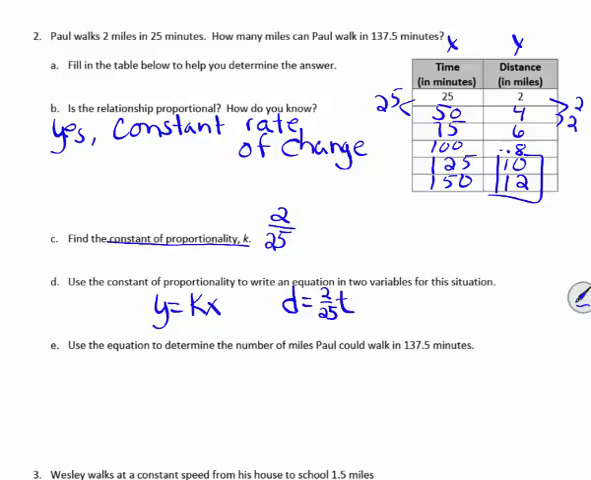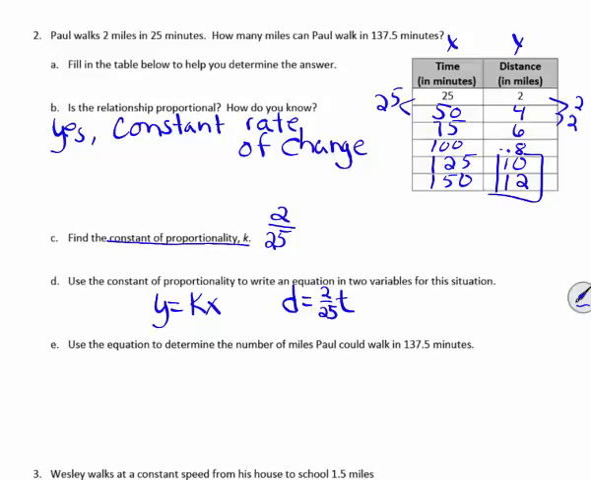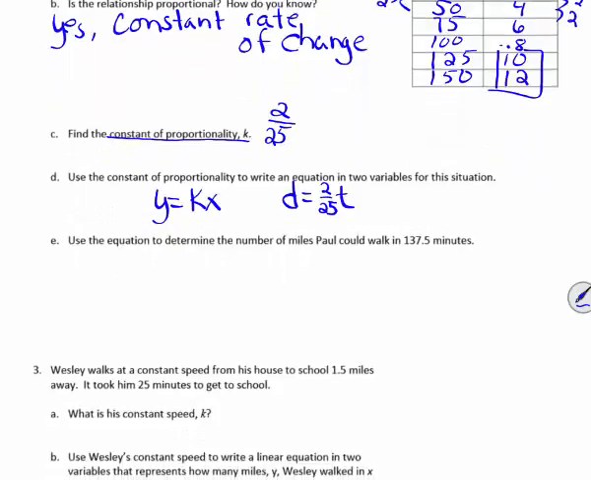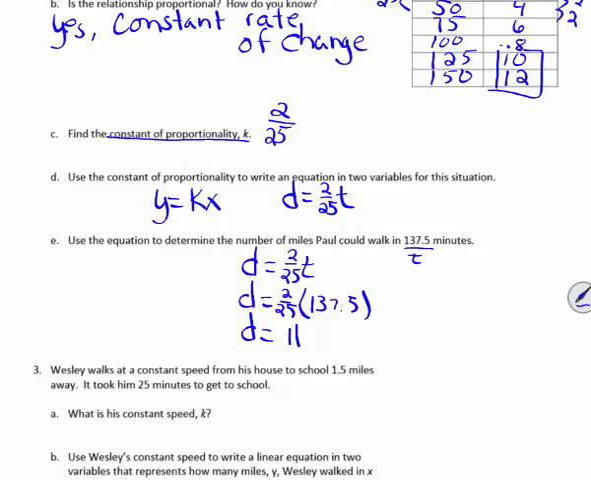All right, use the equation to determine the number of miles Paul could walk. So now we know it needs to be somewhere in between 10 and 12. Here's your t. So we're going to start with our equation. I'm going to replace t with 137.5, and that should give me, I did this on my calculator, 11 miles. Okay, all right, next one.